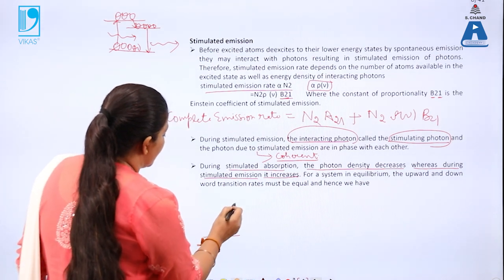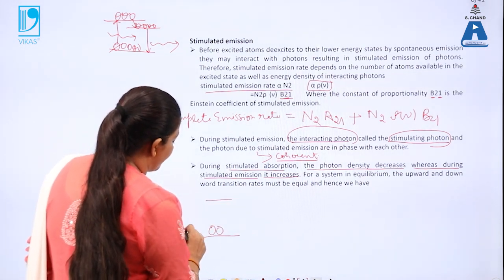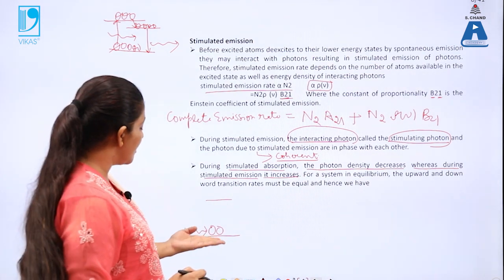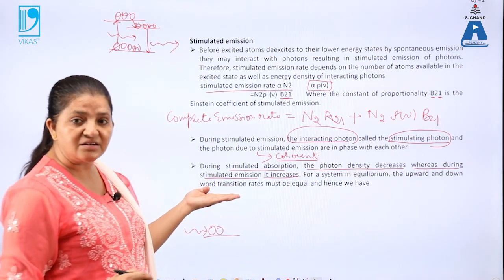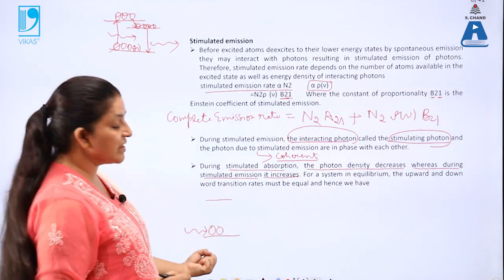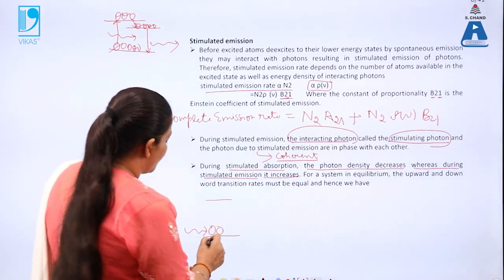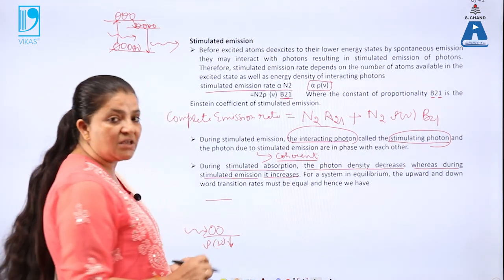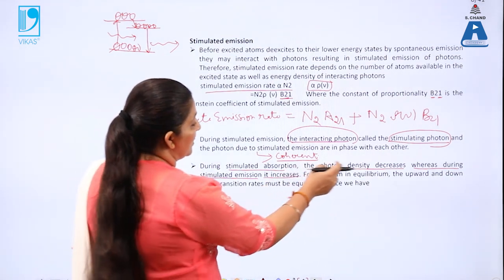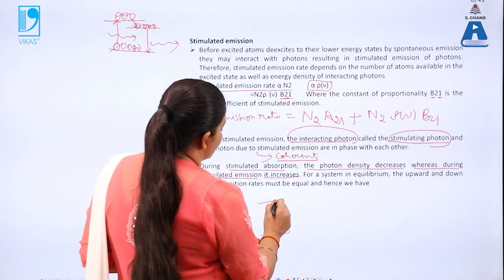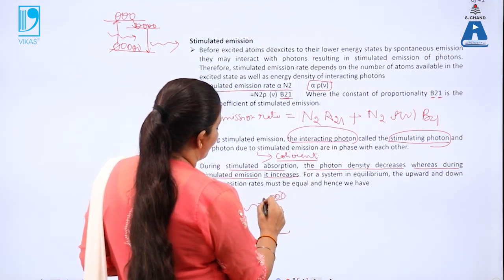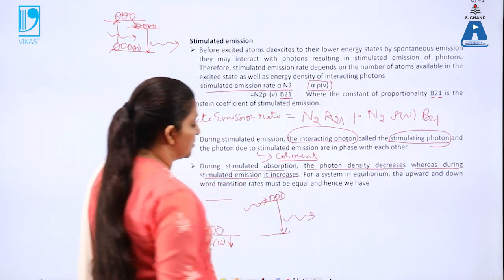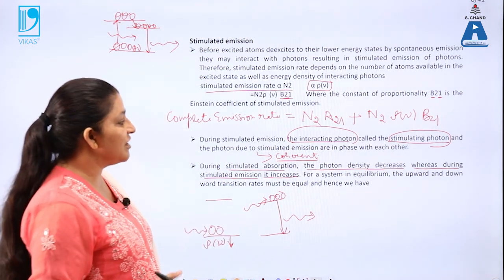That means in this case the atoms jump from the ground state after absorbing the photons. So photons are absorbed by the atoms, then they move from the ground state to the excited state. That's why photon density is consumed in this case. So the photon density, that is rho nu, will decrease in case of stimulated absorption. While in case of stimulated emission, the atoms are present over here. Firstly the photons are absorbed by the atoms, then they come back to the ground state and release the photons. So here the photon density will increase.